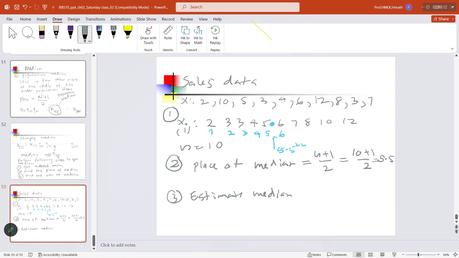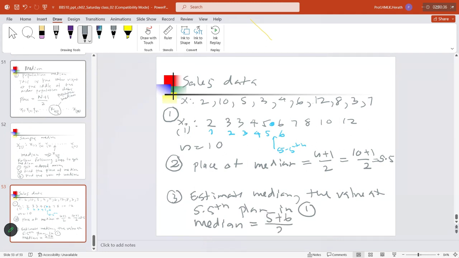Right? The value at the 5.5th place in this data set, so the median equals 5 plus 6 divided by 2. It is 5.5.